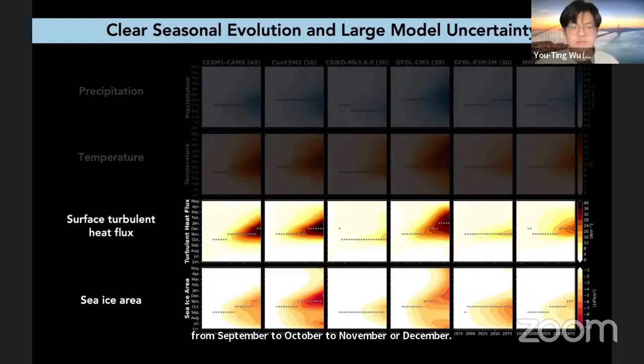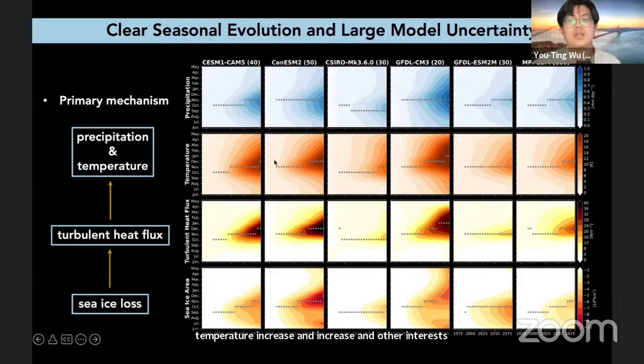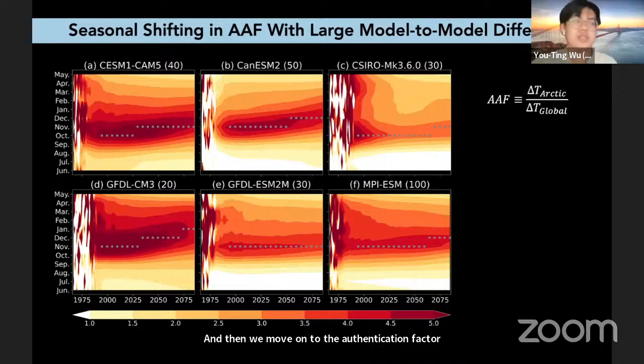So the primary mechanism is that the seasonal evolution of sea ice loss drives the seasonal shifting of turbulent heat flux, which in turn drives the Arctic temperature increase and precipitation increase. Another interesting thing is that, comparing model to model, there is also a large model spread in all of these signals.